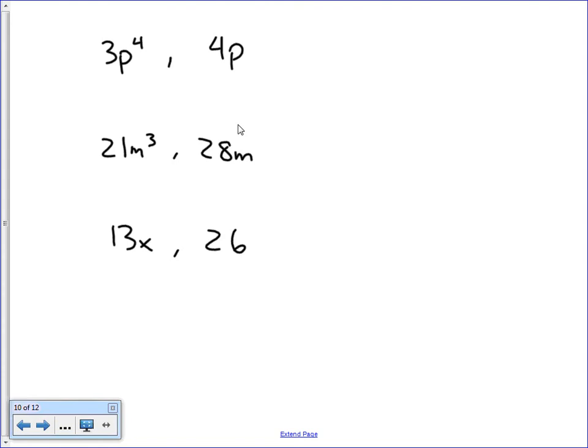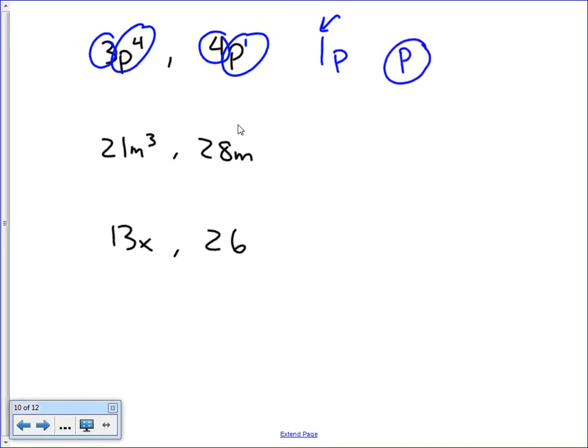Let's go through a few more. So we have 3p to the fourth and 4p. So out of 3 and 4, what is the biggest number that can divide both of those? Well, it's just 1. Then I have p to the fourth and p, so there are p's in common. So I circle them both. Imagine that's a p to the 1. Okay, so which is the lower power? Well, the p to the 1. So I'm just going to put a p. You don't need that p to the 1. You don't really even need that 1 there at all either. So just a p. That's all you can divide out of that.